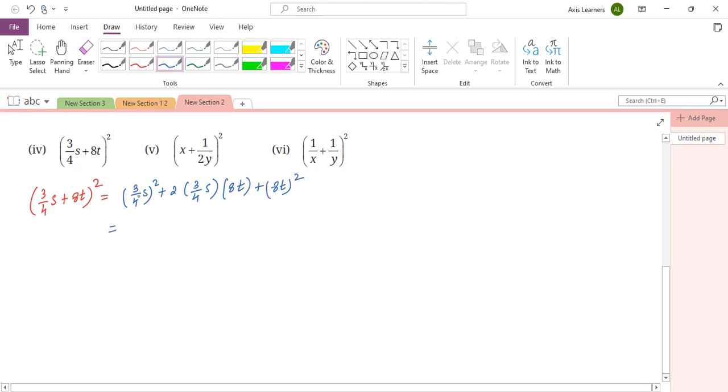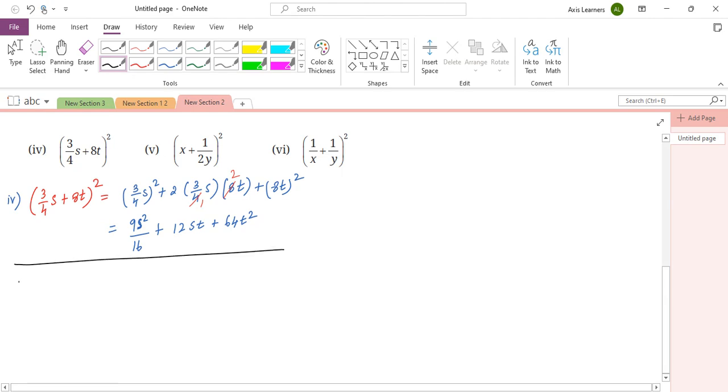Okay, then what will come? 3 square is 9 s square, divided by 4 square, which is 16. So 9s square divided by 16, plus we can cancel some numbers here. See this, 1 4 is 4, 2 4s are 8. Now look at this, 2 3s are 6, 6 2s are 12. 12 s t plus 64 t square. So we completed the expansion of the fourth one. That's all, we finished it.